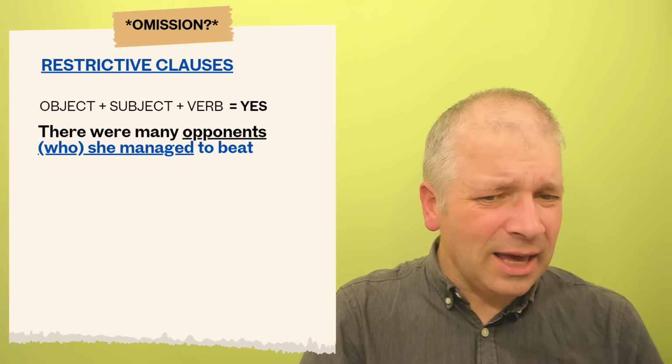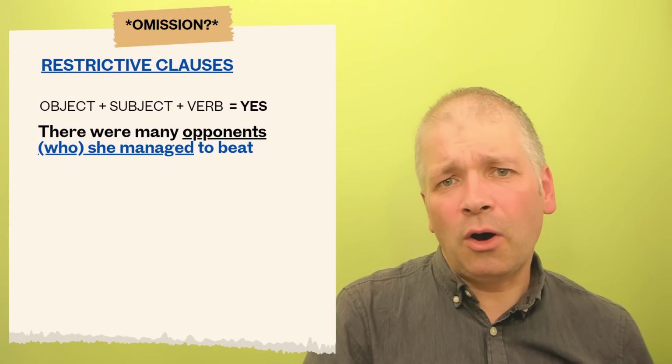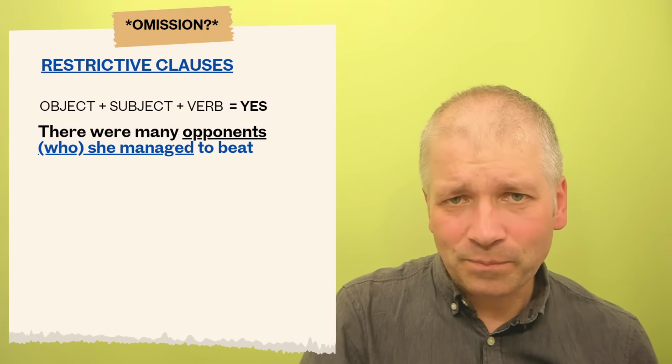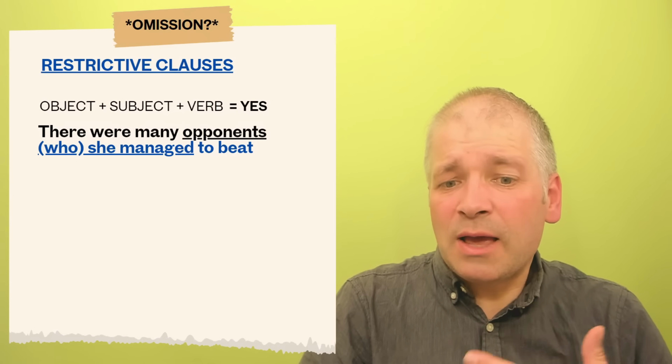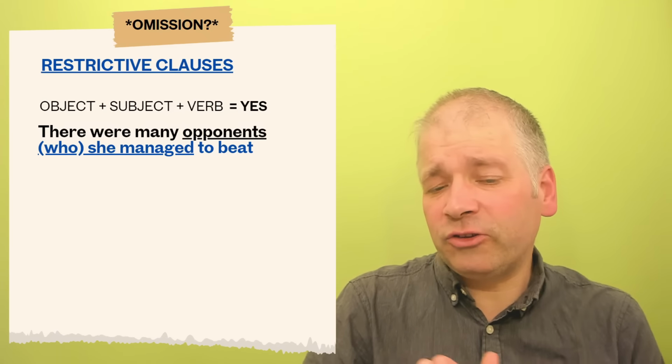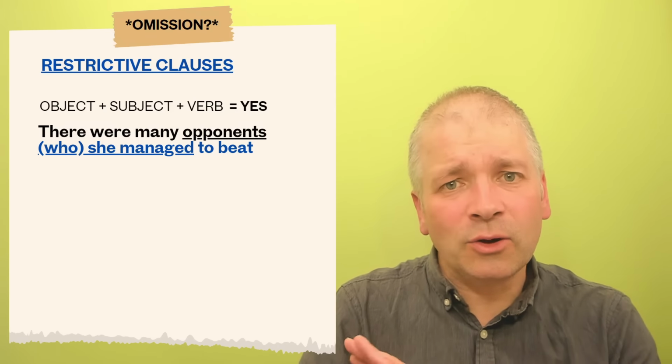What does who mean here? Who really means the opponents. It's the object of the main clause before. In this case, we can leave who out. We could say there were many opponents who she managed to beat, but we could also say there were many opponents she managed to beat without who.